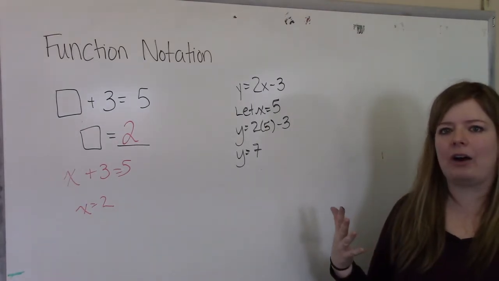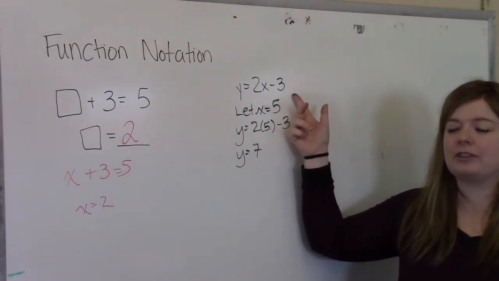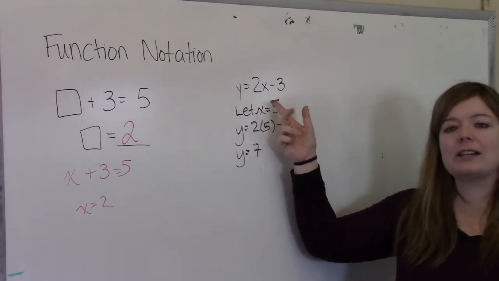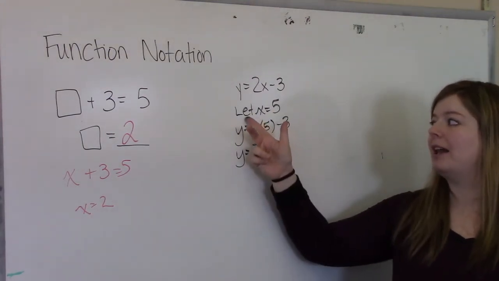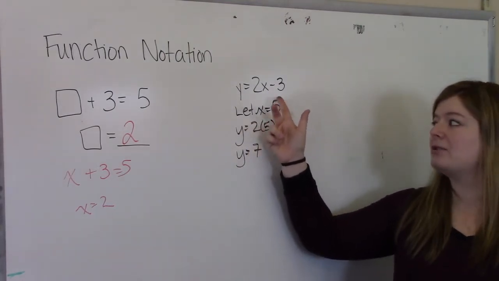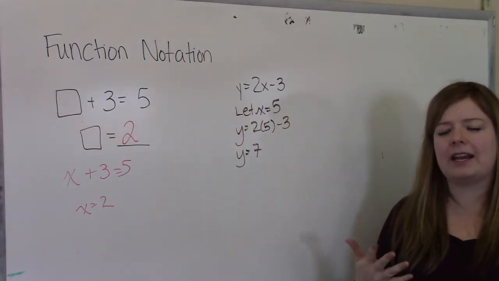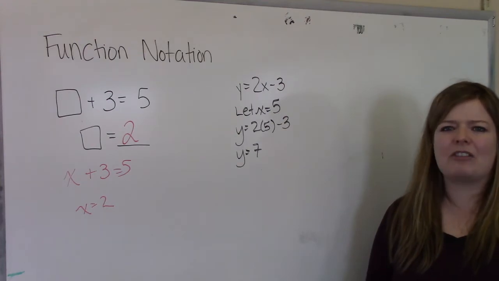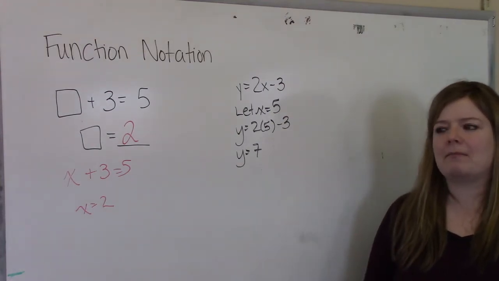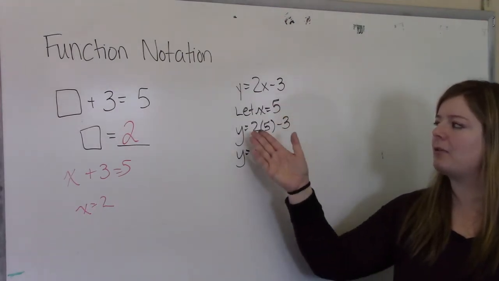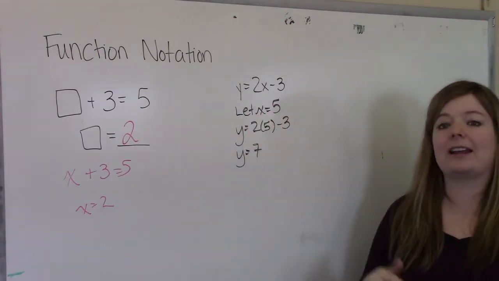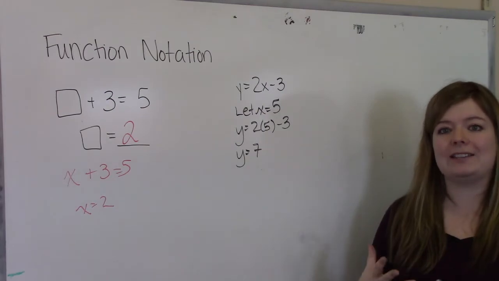So up until now, you would have something like this, y equals 2x minus 3. And if you wanted to sub in a value for the variable x, you would actually have to write this part down. Let x equals 5. So this can be cumbersome to write, and it takes a lot of time, and it's not mathematically as simple as it could be. So we're going to learn a way that instead of always writing y equals and having to set let x equals 5, we're going to learn an easier way to do that.